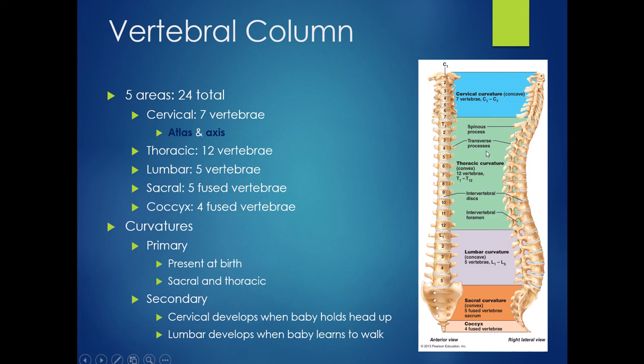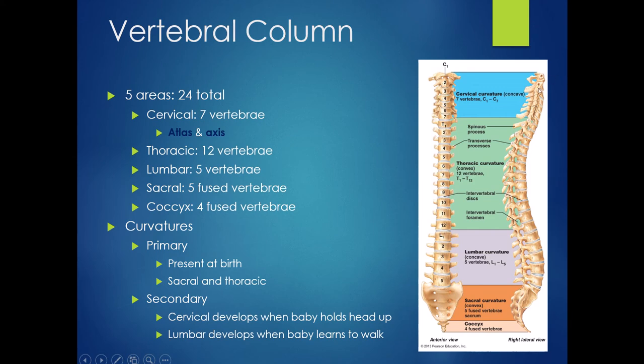You may see here that the vertebral column is not straight. It is curved. It has both concave and convex curvatures. The whole purpose of the curvatures is to add more flexibility to the vertebral column. Without the curvatures, the vertebral column would be much stiffer and our range of motion would be much less. But because of the curvatures, we have that greater flexibility.